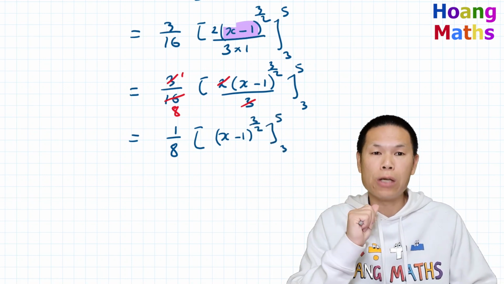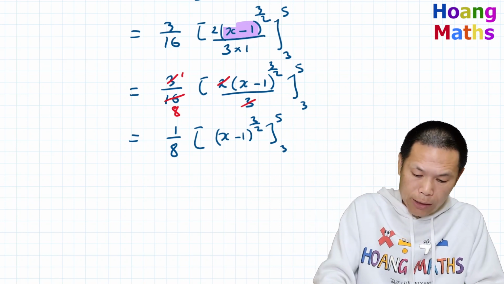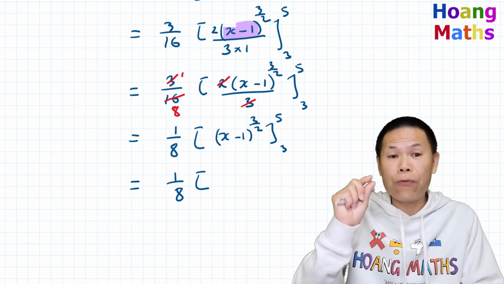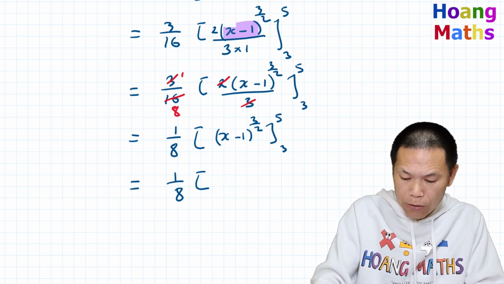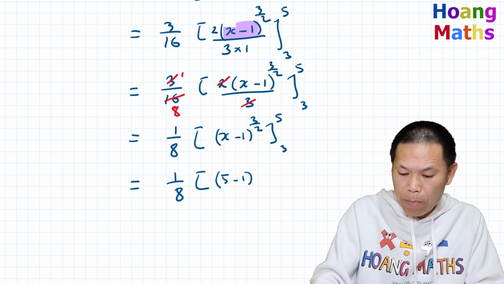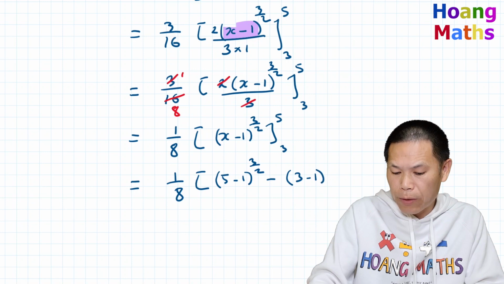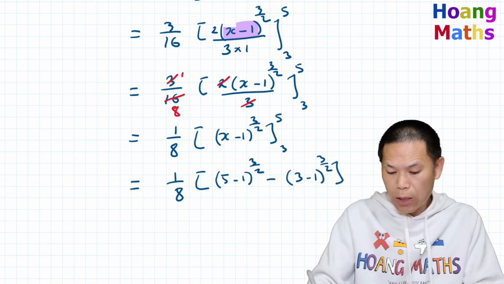So now we just need to evaluate this. So that is equal to 1 over 8, and then 5 will replace x. So 5 minus 1, power of 3 over 2, minus, and then we have 3 minus 1, and 3 over 2. So there you go.